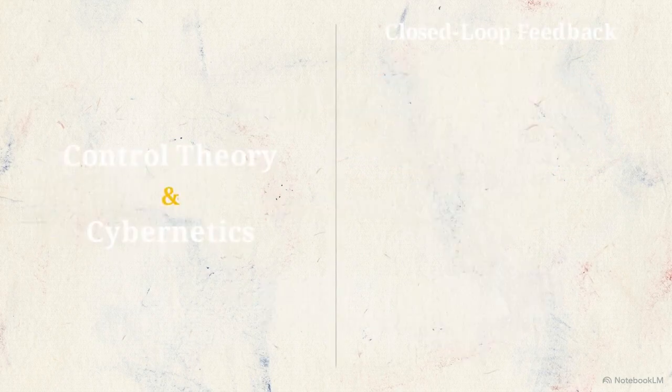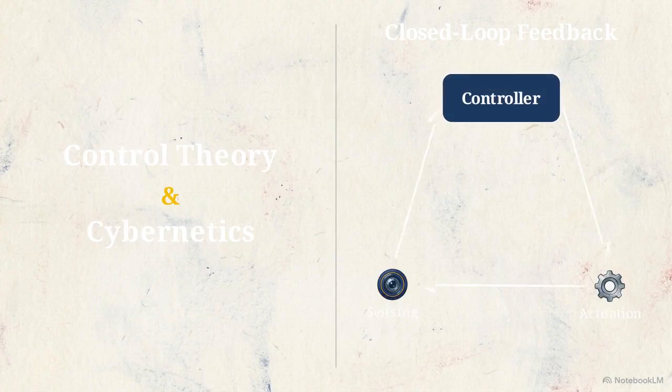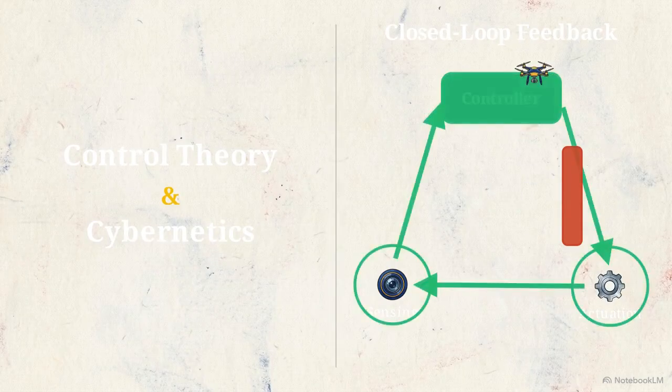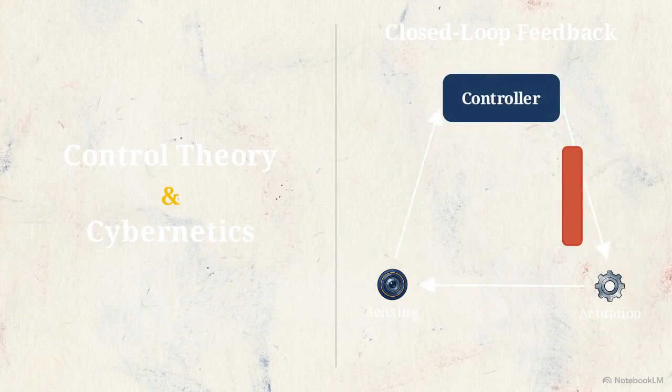When an AI operates in the physical world, it relies on control theory and cybernetics. These fields govern feedback mechanisms. If a drone or a self-driving car encounters a sudden obstacle, control theory allows the system to adjust its motor output based on those environmental changes.